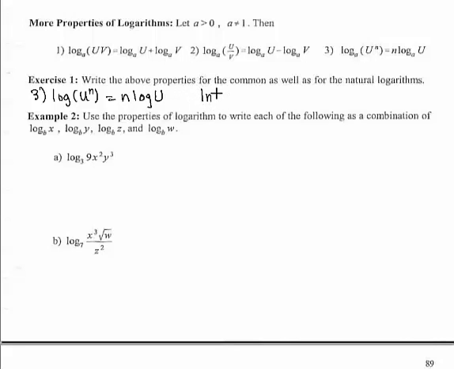Likewise with the natural log. Okay, natural log of u to the nth power could be written as n times the natural log of just u. And now our exponent of the u would be understood to be 1, as it was with the common log.